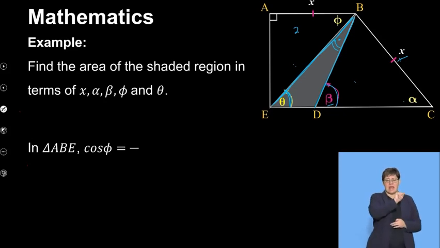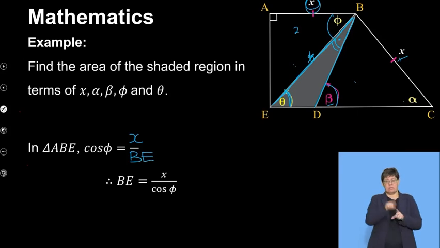Okay, so we're going to start off with triangle ABE, and because we have the adjacent and the hypotenuse, we're going to use cos, because cos of phi will be x over this length here, which is BE. So cos of phi equals the adjacent side, and adjacent to phi is x, and the hypotenuse is BE. Remember we said we're going to find an expression for BE. If we rearrange this and multiply throughout by BE, we end up with BE equals x over cos of phi. So now we have an expression for that side.